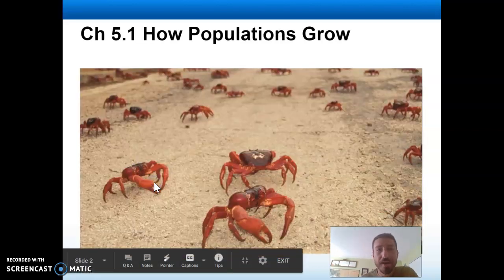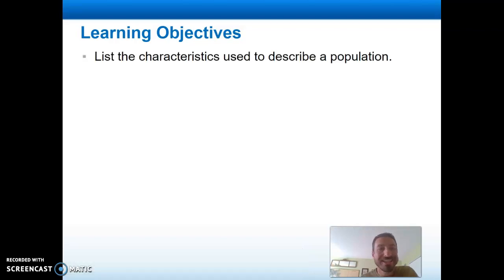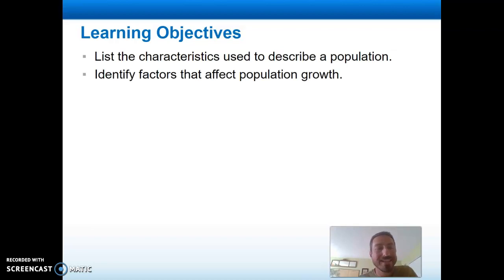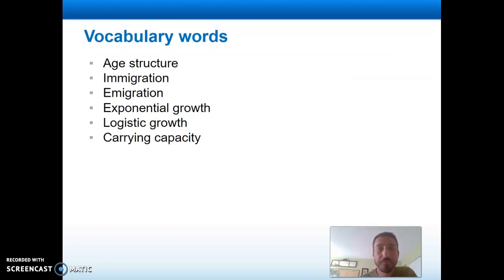Okay, Section 1, how populations grow. Our objectives here: list the characteristics used to describe a population, identify factors that affect population growth, describe exponential growth, describe logistic growth. And these will be our vocabulary words: age structure, immigration, emigration, exponential growth, logistic growth, and carrying capacity.